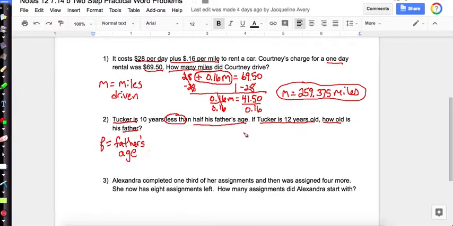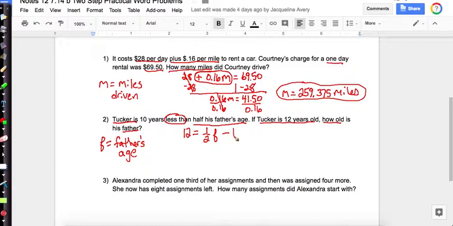So now I've defined the variable. Now we have to write the equation. It says Tucker is. So we can write Tucker's age equals 10 years less than half his father's age. So Tucker's 12. And remember, 10 less than is a switch around, so we're going to put the minus 10 after half his father's age. So how would I write half his father's age? 1/2 F. Okay? When you take half of something, you're multiplying by 1/2 or dividing by 2.